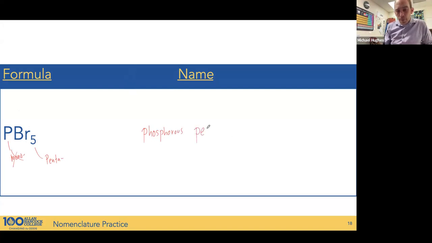penta, and bromine with the ide, bromide. Phosphorus pentabromide.